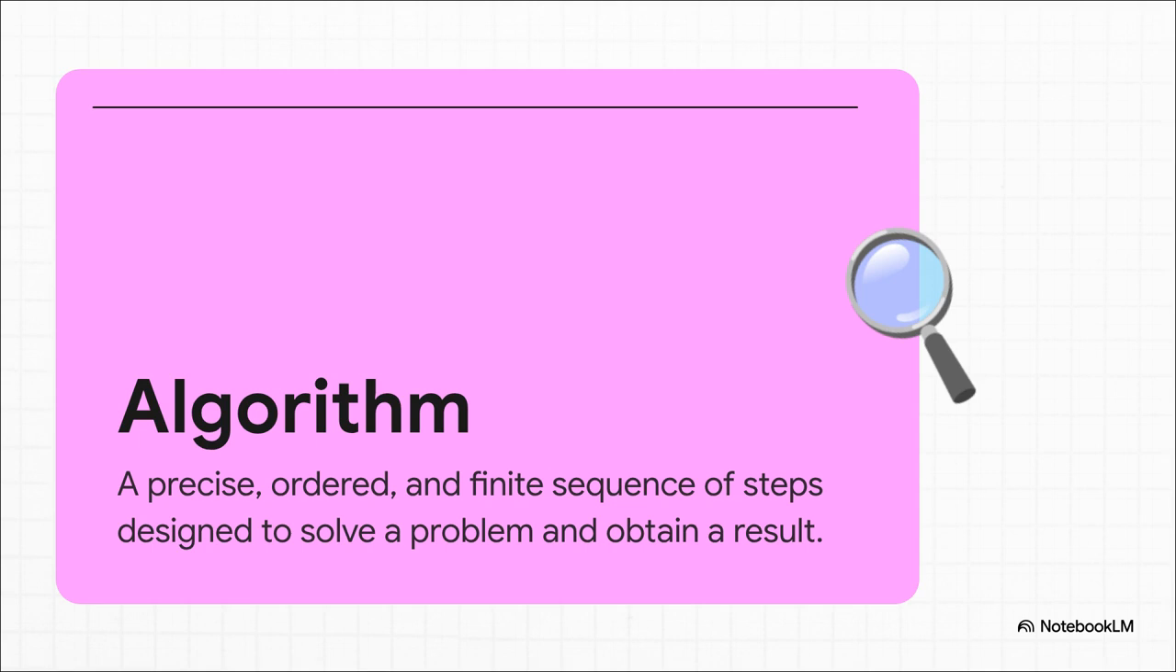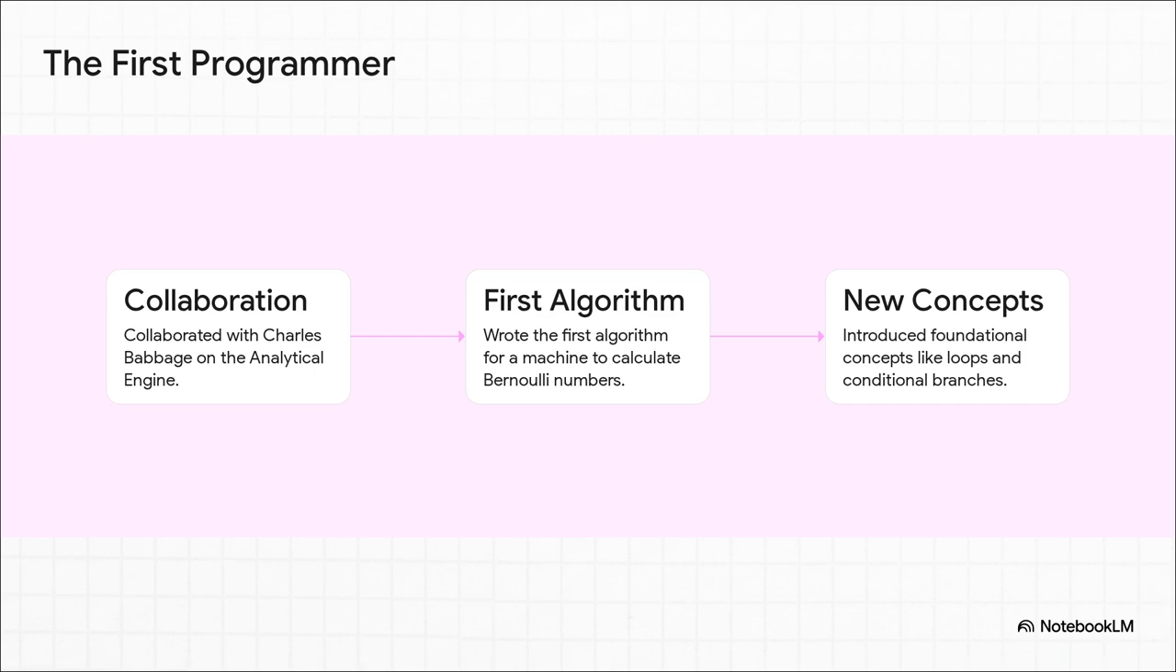You can just think of it like a recipe, a very precise, ordered, and limited set of steps to get a specific result. Every single app on your phone, every website you visit, it's all built on this fundamental idea. So, why do we call her the first programmer? Because she actually did the work. She didn't just dream about it.